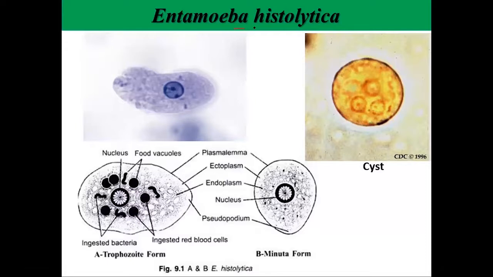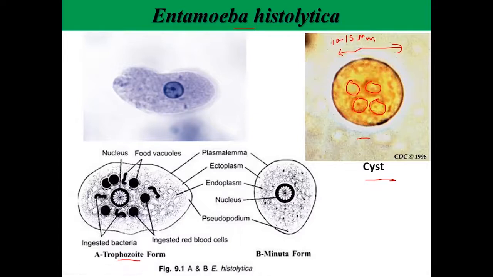Entamoeba histolytica. There are two stages in their life cycle like earlier: the trophozoite stage and the cyst stage. If we move to the cyst stage in Entamoeba histolytica, they are round shaped, normally having a 15 micrometer diameter, and they have 4 nuclei. Here you can see 4 nuclei, and they have chromatids. This is the morphology of the cyst.